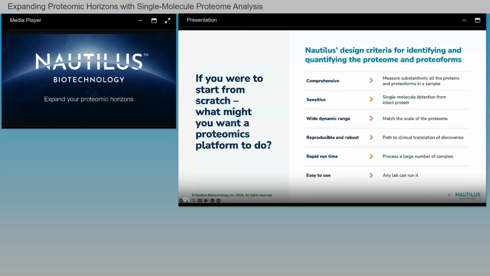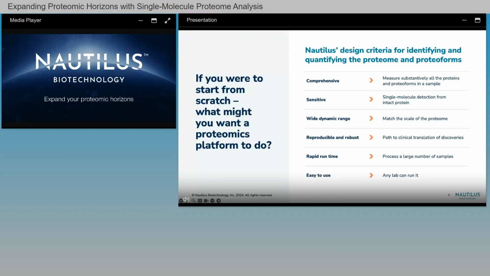Coming back to the beginning, Nautilus was formed with the idea that we wanted to develop an entirely novel platform for proteomic analysis that was complementary to existing tools, but rather than being an optimization, really was a ground up design. When we were doing that thinking, we said, all right, what's our criteria? What do we want our new proteomics platform to potentially be able to do? And we came up with this shopping list.